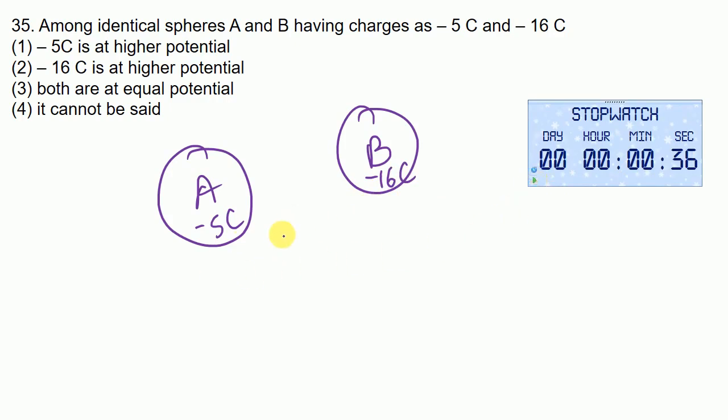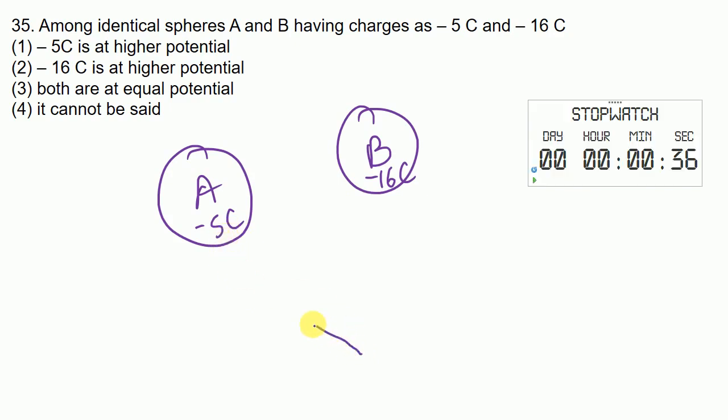Which is at higher potential? So, what was the definition of potential? The amount of work done in bringing unit positive charge. More is the work done, more is the potential. So obviously it's less negative, right?